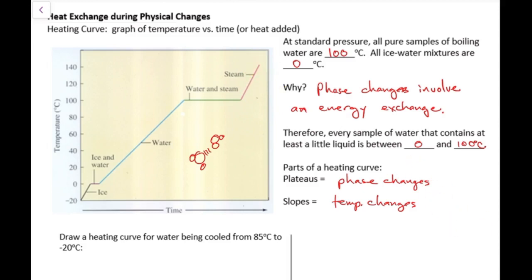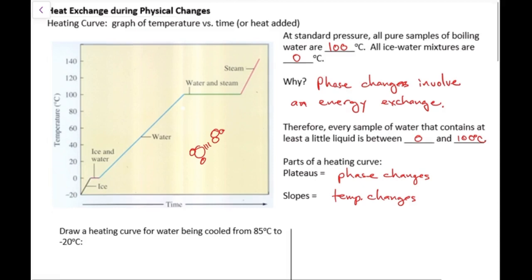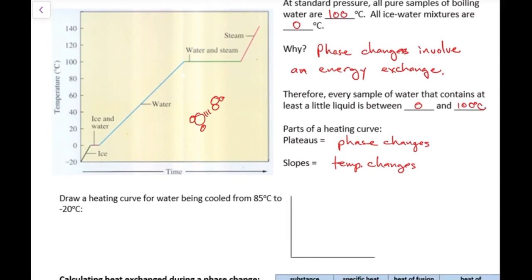All right. So this heating curve represents a temperature change from negative 20 degrees Celsius all the way up to about 140 degrees Celsius. So it ranges over about 160 degrees Celsius. Not all heating curves are going to cover that big of a range. So let's see if we can do this. We're going to draw our own heating curve for water being cooled from 85 down to negative 20 degrees Celsius.